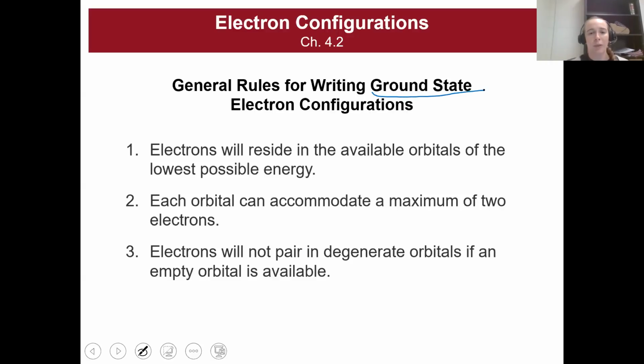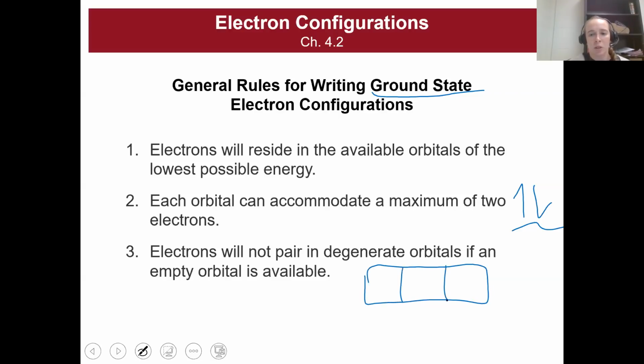Okay, cool. So this is just a review of our general rules for writing ground state electron configurations. Note, we're still talking about the ground state. I'll tell you when we're not talking about the ground state. That'll be the excited state, and we didn't get there yet. Okay, so for the ground state electron configuration, the electrons should be in all available orbitals of the lowest possible energy. Each orbital can accommodate a maximum of 2 electrons with opposite spins, because they need at least one of their 4 quantum numbers to be different, such as the spin. And electrons will not pair up in degenerate orbitals if an empty orbital is available.